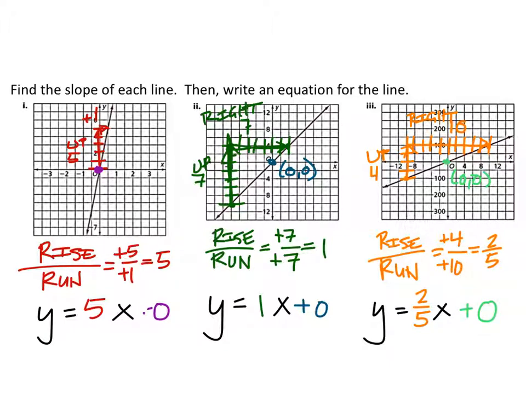Now on all 3 of these, if you didn't put the plus 0 because it's the identity property for addition, that would be fine as well. And these 3 just indicate that the lines are proportional because they're straight and go through the origin.